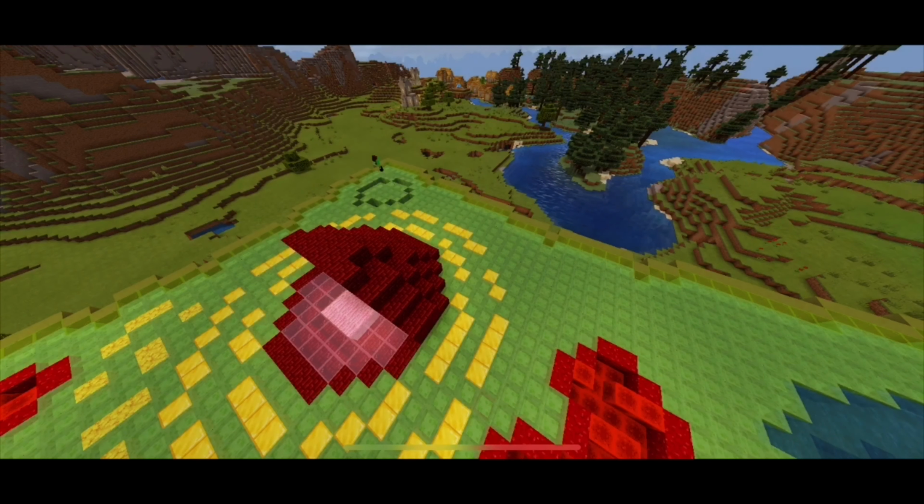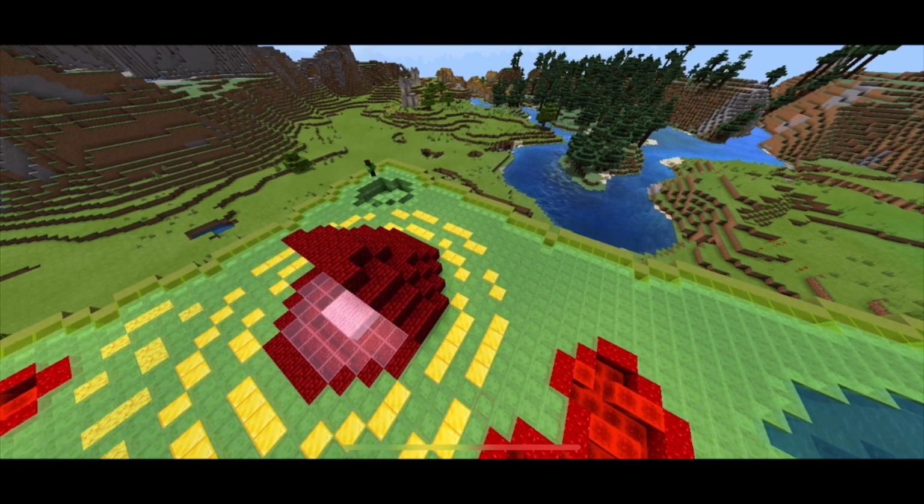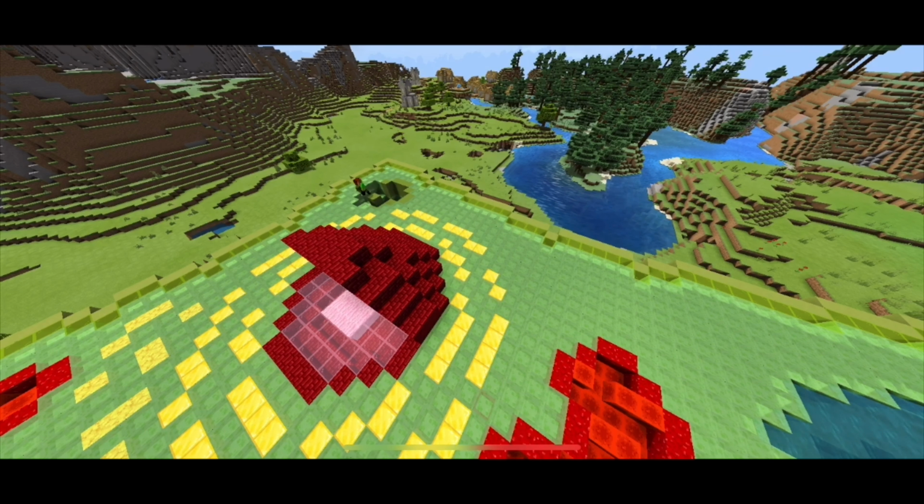The next organelle I built was the chloroplast. Chloroplast contains chlorophyll, and photosynthesis happens here. This is also what gives the cell its green color.